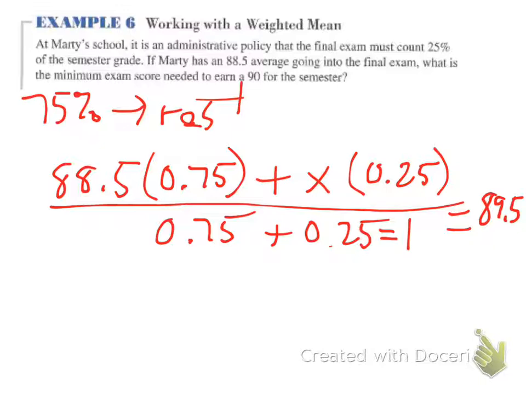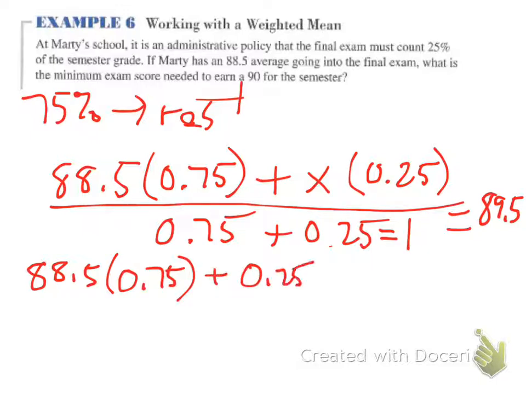So here's what we have. We have 88.5 times 0.75 plus 0.25x equals 89.5. Okay, so it equals 1. Okay, so we want to subtract whatever 88.5. Well, here, let's figure it out.